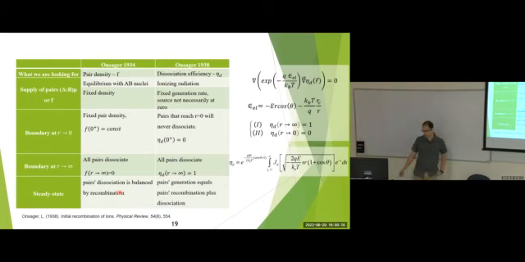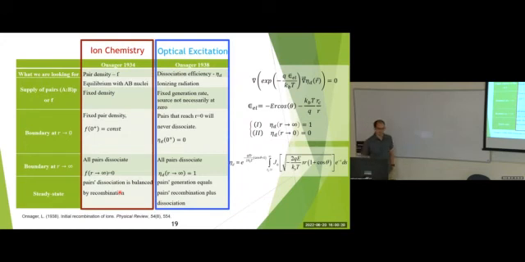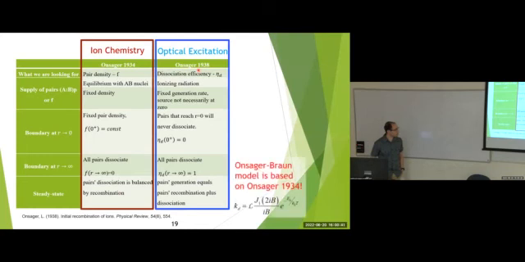balance the generation. So we can say in two words that Onsager 34 was designed for ion chemistry, while Onsager 38 was designed for optical excitation. So if we need to choose one of them in order to model organic solar cells, I would pick the Onsager 38. However, when we go back to the Onsager-Brown work, we see that Brown based his model on Onsager 34 without a good justification.